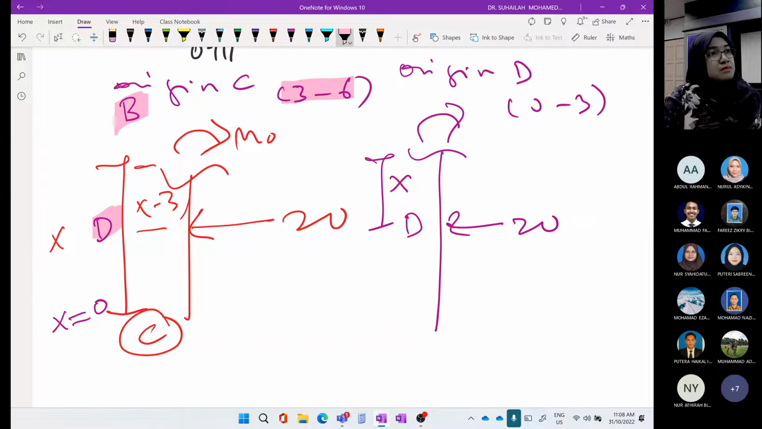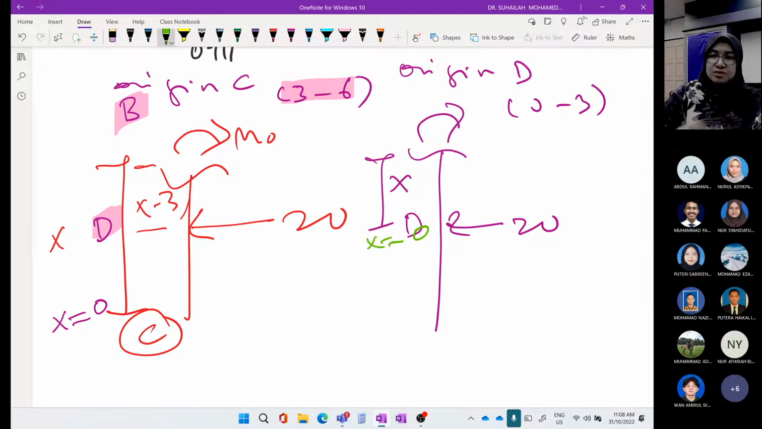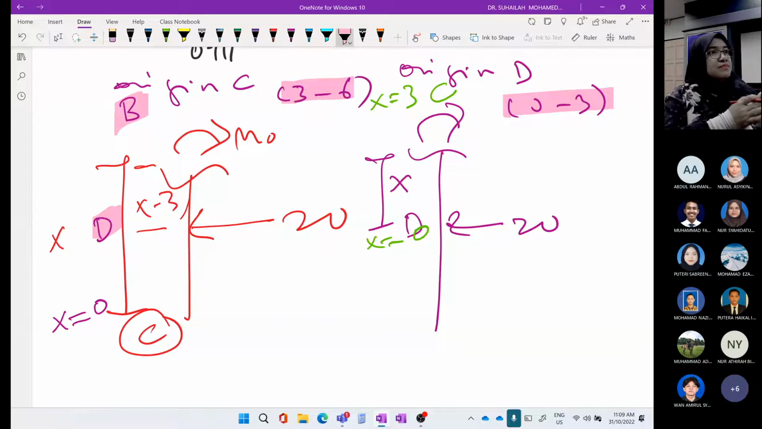Daripada bawah. Okay. So when we choose D as origin, X ni 0. Dekat D X 0, C kat atas ni. Kan? So dekat C, X ni jadi 3. That's why dia jadi 0 to 3. Ya, boleh pilih nak yang mana satu. Tapi kena faham the whole lah, tak boleh mix.